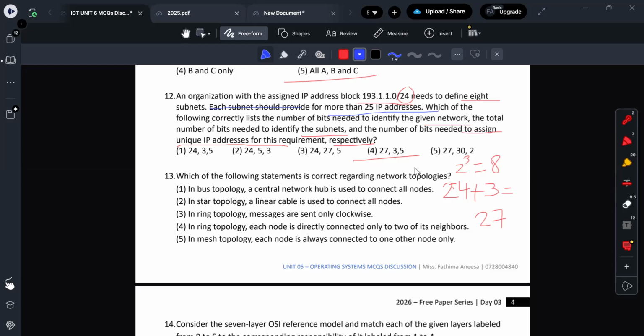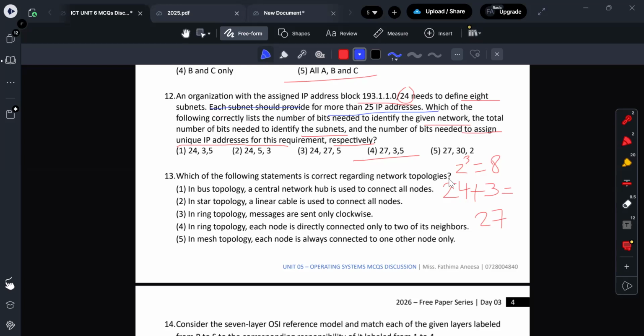Now to check if that matches the requirement, what did I say? Take it to the power of 2. If you take it to the power of 2, you will get 32 addresses. And in the question, they say they need more than 25. So 32, you subtract 2, you will get 30. Why am I subtracting 2? 1 for the network, 1 for the broadcast. So when you subtract 2, you will get 30 usable IPs, which will satisfy the requirement of more than 25 IP addresses.